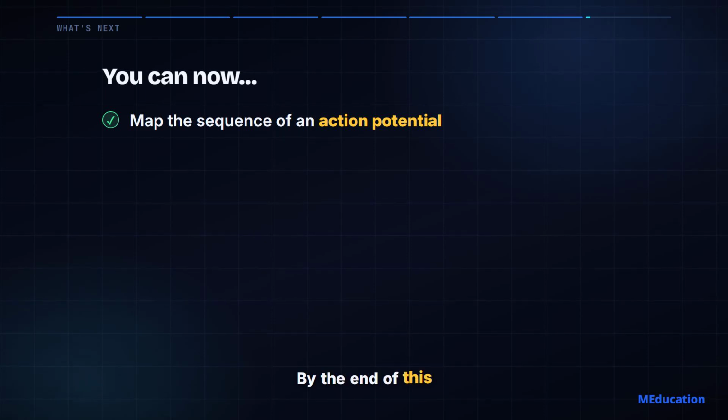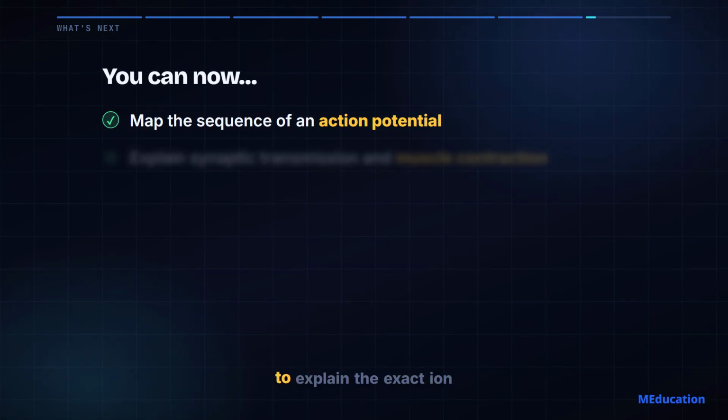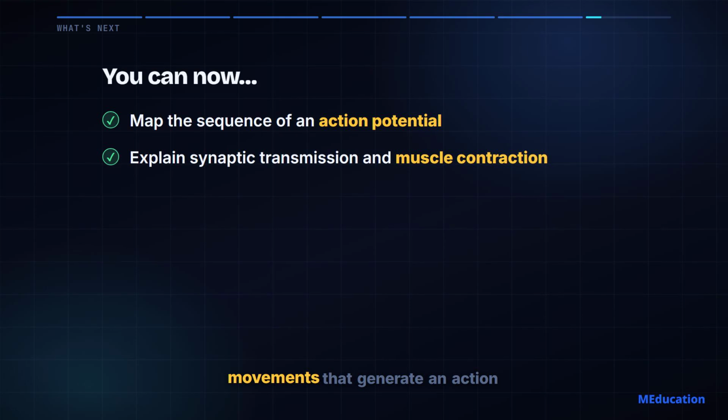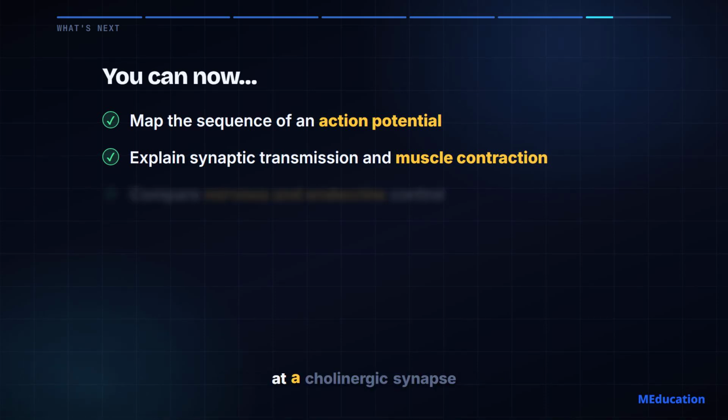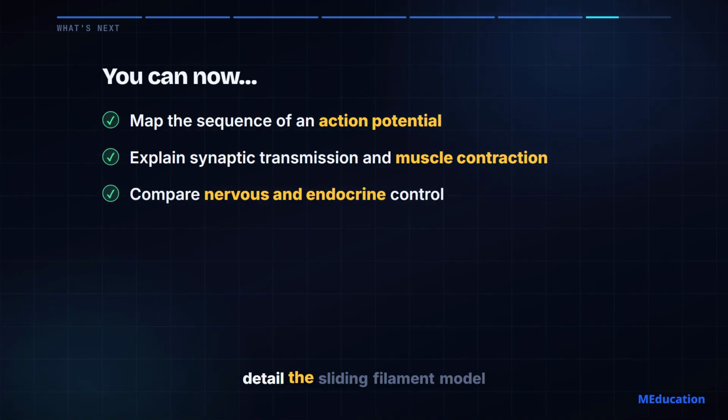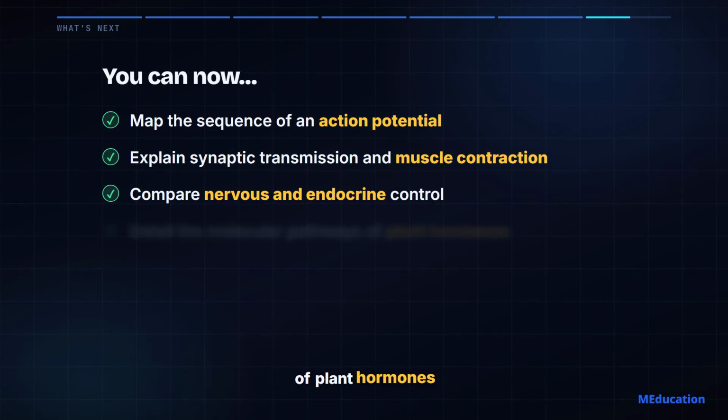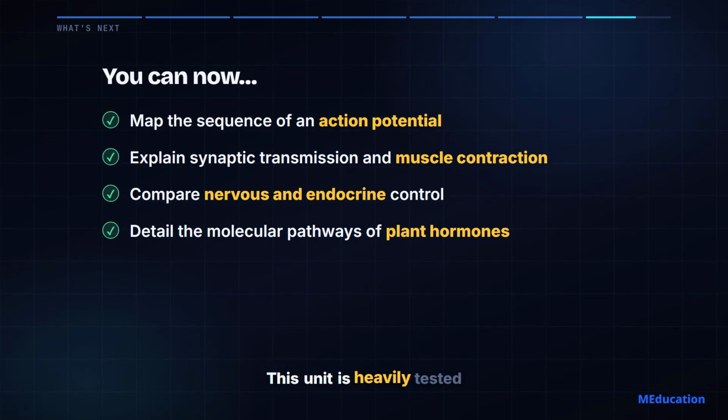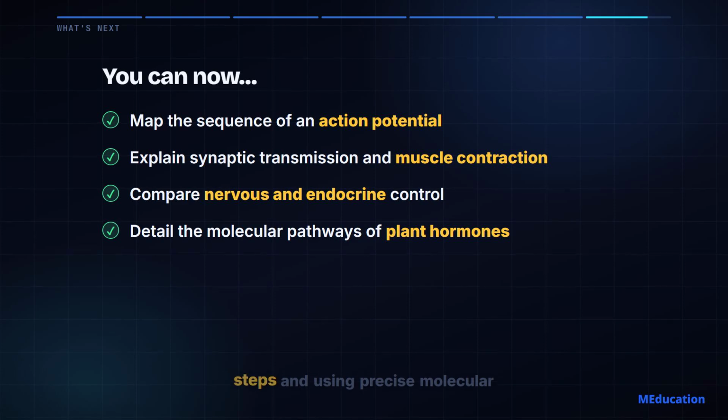By the end of this unit, you will be able to explain the exact ion movements that generate an action potential, sequence the precise events at a cholinergic synapse, detail the sliding filament model, and map the molecular pathways of plant hormones. This unit is heavily tested in Paper 4, so mastering these rigid chronological steps and using precise molecular terminology is your key to the top grades.